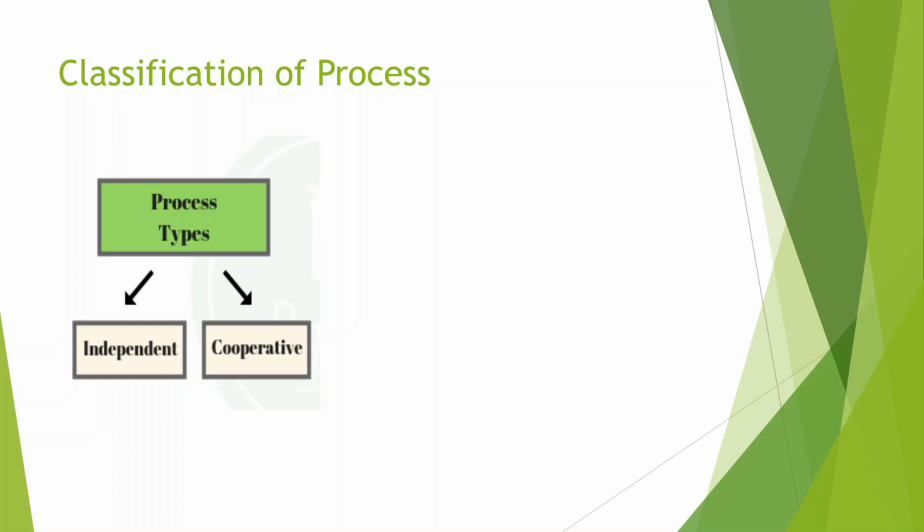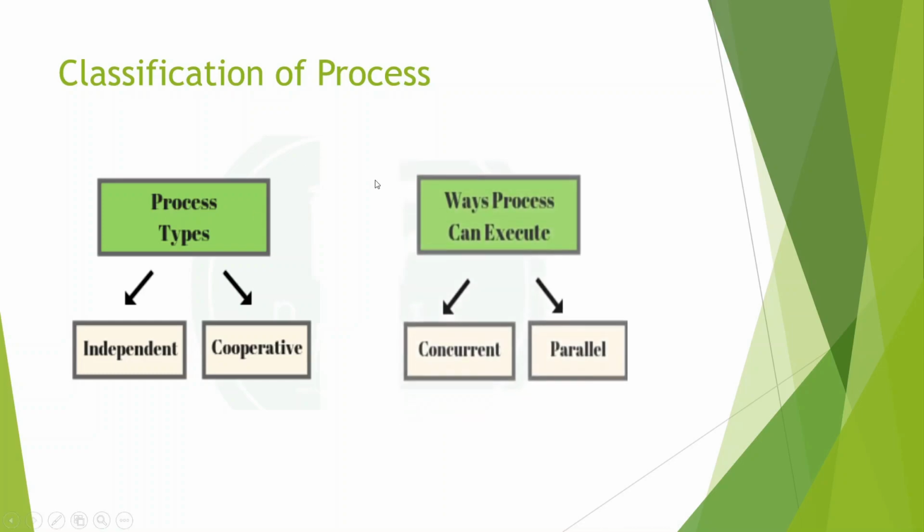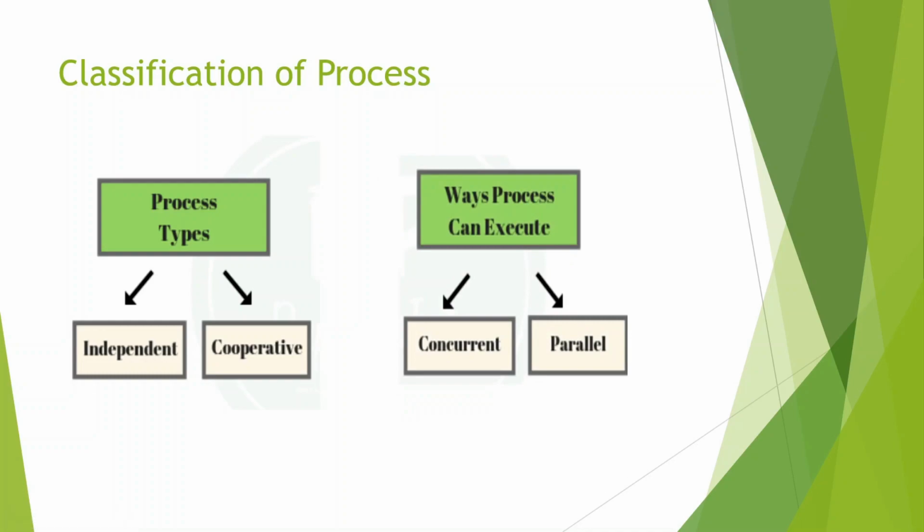So there has to be a sharing. Two or more than two processes will share variables, memory buffer, code and resources with each other. In this case, the execution of one process will affect the other. I will explain this more in the upcoming video slides. Let's look at the ways process can execute. There are mainly two ways: concurrent, parallel.